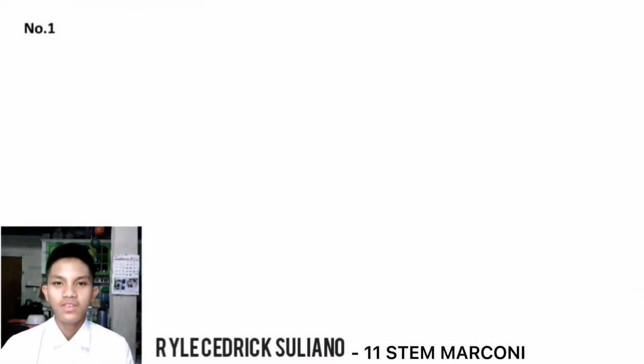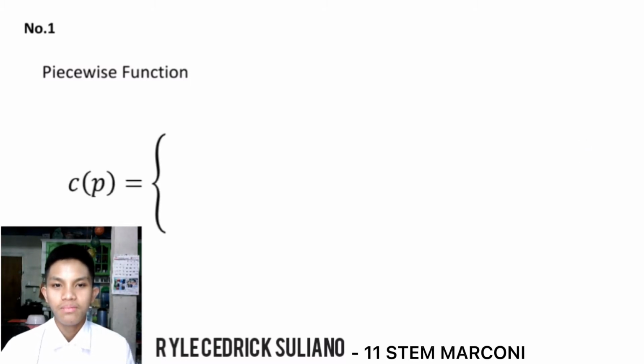Question number 1 is a piecewise function. It is asked to write the piecewise function that describes what the instructor charges. We let C of P represent the cost for each participant on a per month basis that the instructor charges.